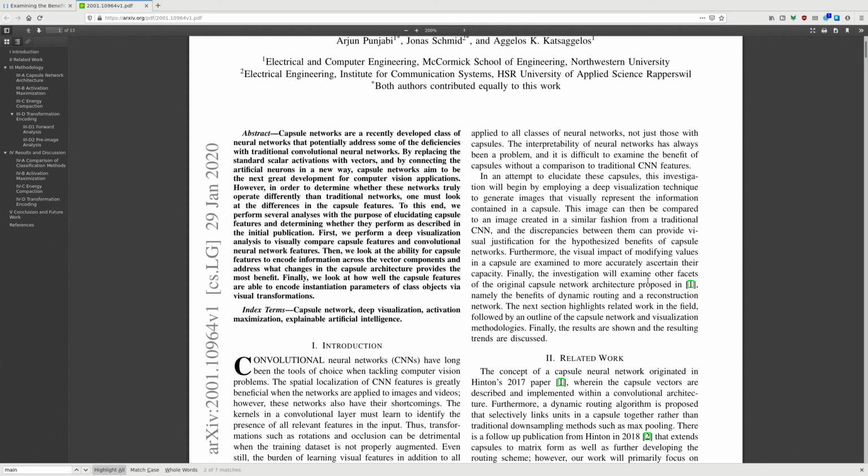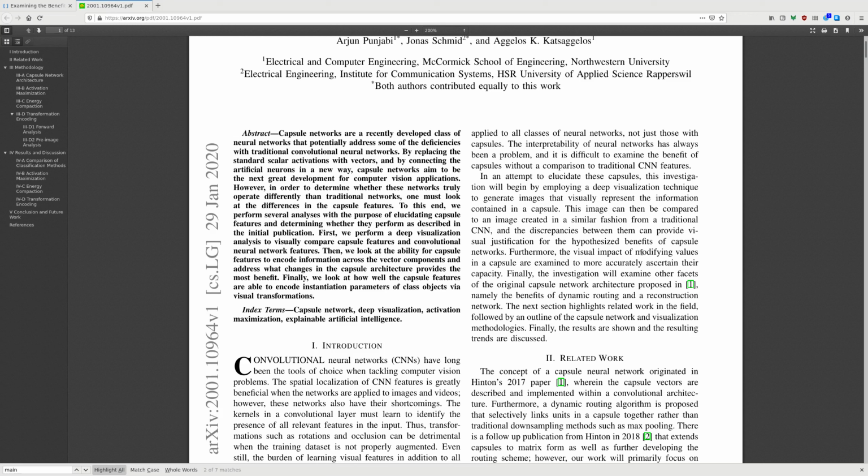In an attempt to elucidate these features, this investigation will begin by employing a deep visualization technique to generate images that visually represent the information contained in the capsule. This image can then be compared to an image created in a similar fashion from a traditional CNN, and the discrepancy between them can provide the visual justification for hypothesized benefits of the capsule networks.